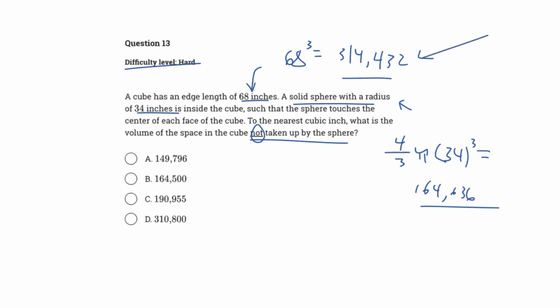Our total volume, which I really should have put units, but it's whatever. And then we've got the volume of the sphere. So if we want to find the volume inside the cube not taken up by the sphere, we can just subtract this value right here from our total value. In doing the math there, we will get the answer choice A, and that is our answer.